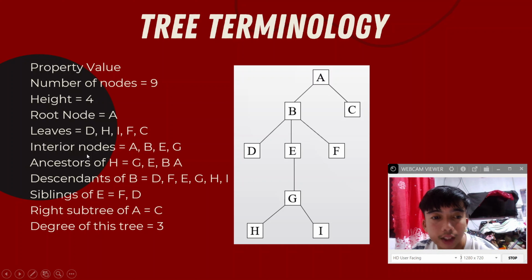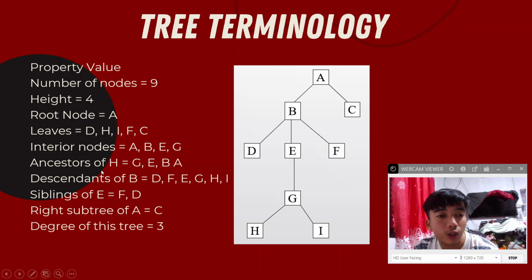Interior nodes. The interior nodes are A, B, E, and G. It is considered as interior nodes because letter A has its children, B has its children, which are D, E, and F. E also has its child, the G, and the G has its two children, the H and I.